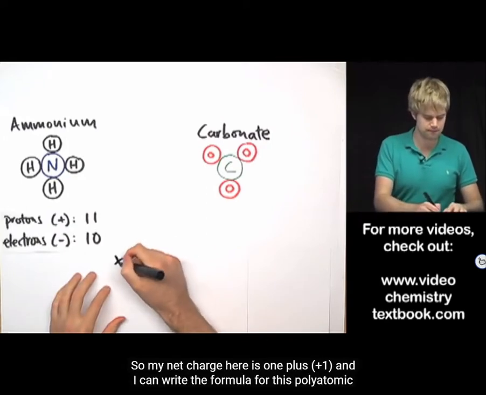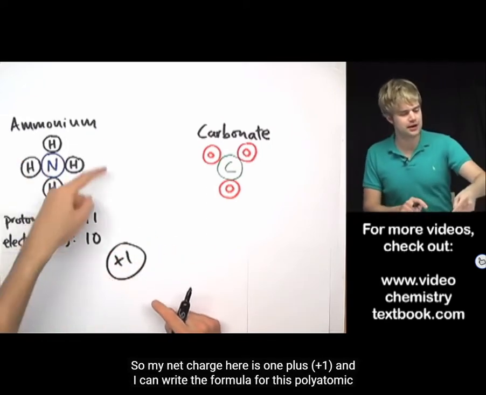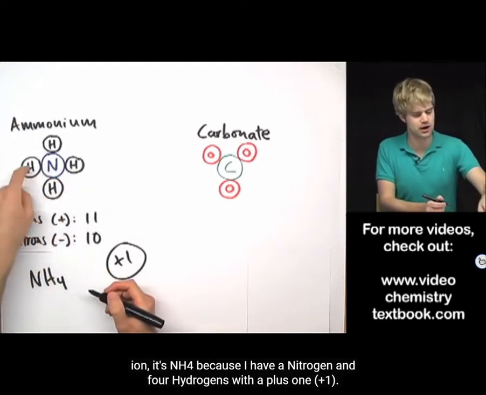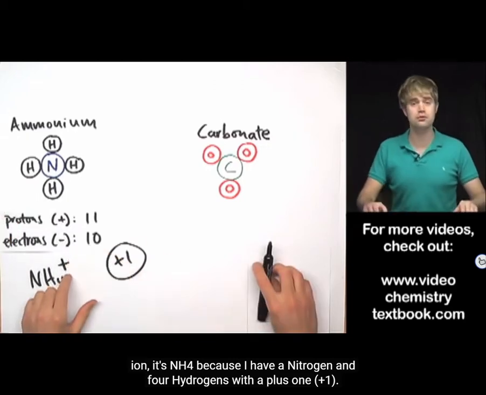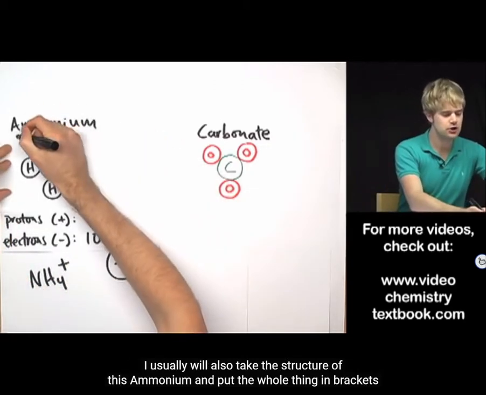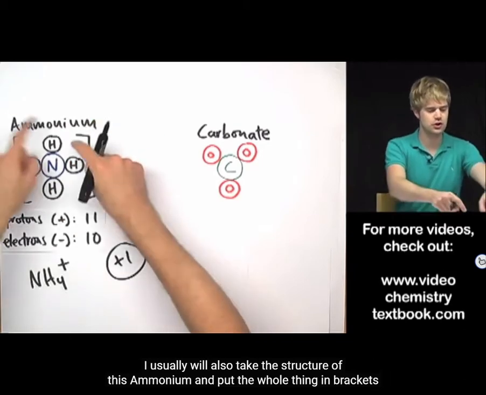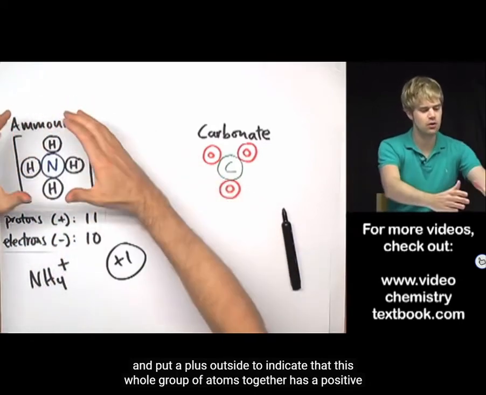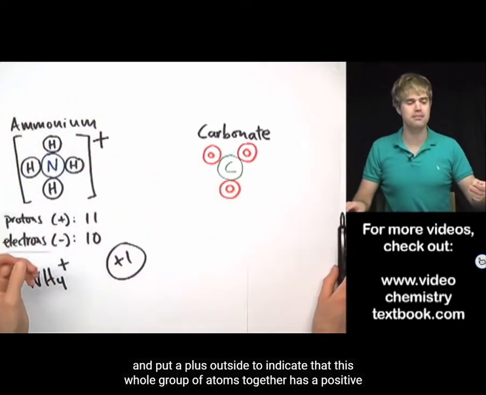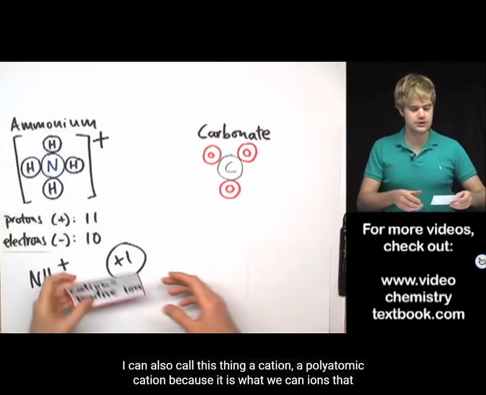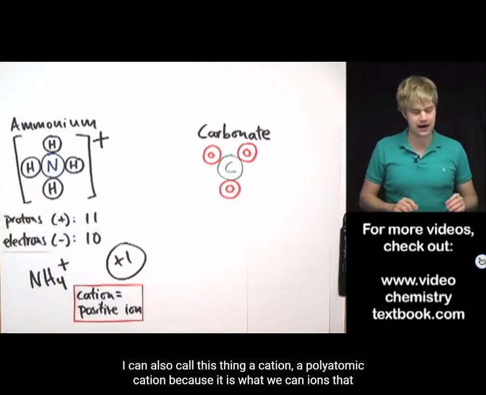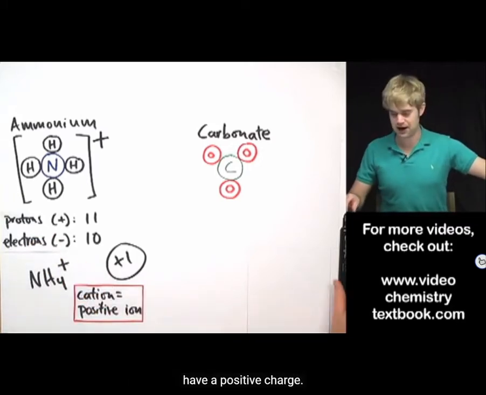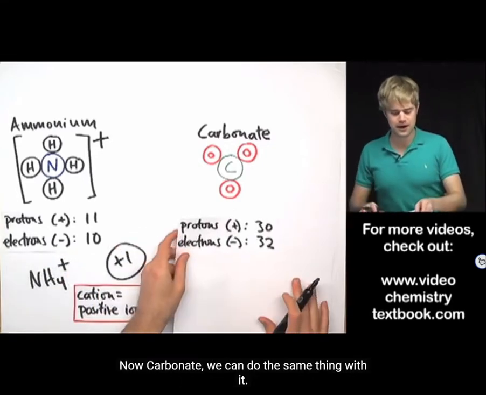So my net charge here is 1+, and I can write the formula for this polyatomic ion as NH4+, because I have a nitrogen and 4 hydrogens, with a +1. I usually will also take the structure of this ammonium and put the whole thing in brackets and put a plus outside to indicate that this whole group of atoms together has a positive charge. I can also call this thing a cation, a polyatomic cation, because a cation is what we call ions that have a positive charge.